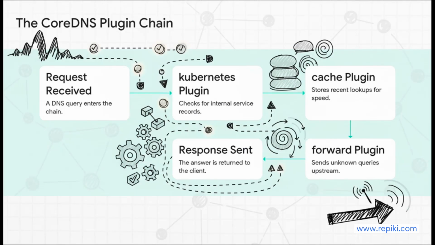And the way it works is pretty cool. It's all built around this idea of a plugin chain. When a DNS query comes in, it goes on a little journey. First, the Kubernetes plugin checks if it's a request for an internal service. If not, maybe the cache plugin has a recent answer stored to speed things up. And if it's a query for something totally external, like google.com, the forward plugin just passes it along to an upstream DNS server. It's a super clean and efficient pipeline.